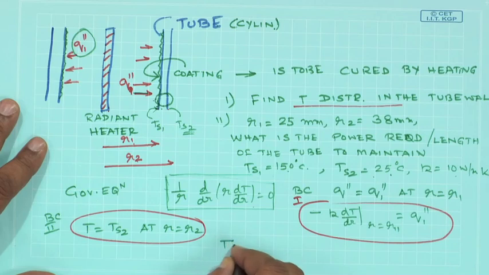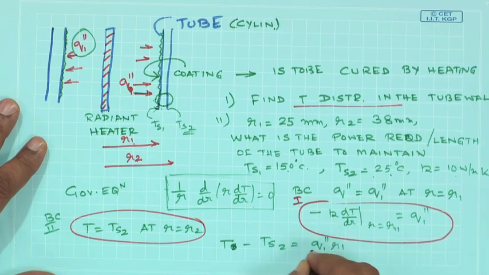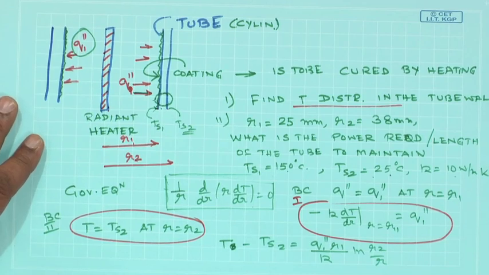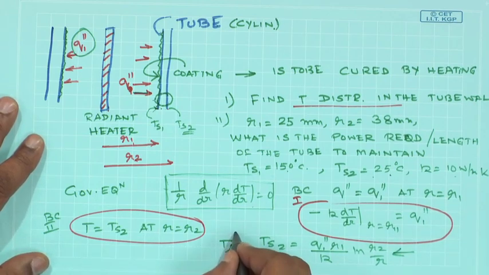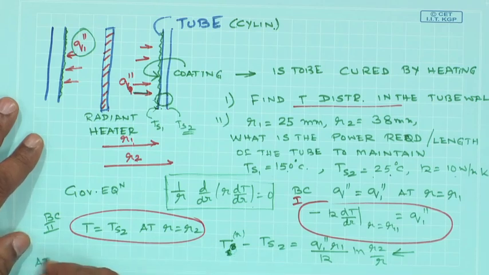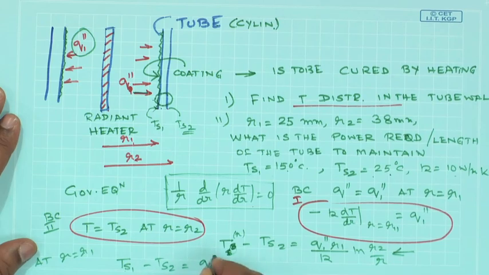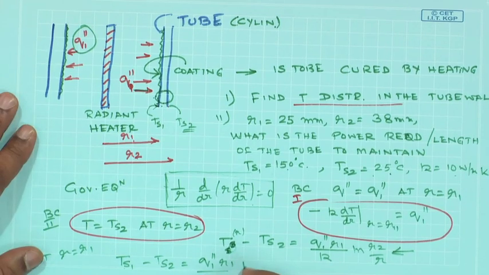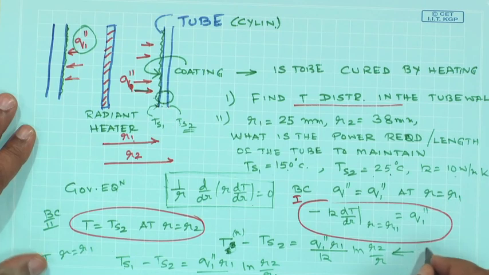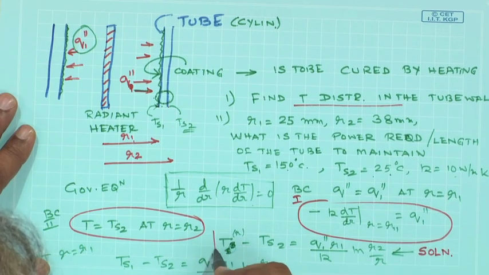When you solve this, you should get T minus Ts2 as q1 double prime R1 by k ln R2 by r. So, this is the temperature profile which you would get. This is T, which is a function of r. If I put r equals R1, this expression becomes Ts1 minus Ts2 as q1 double prime R1 by k ln R2 by R1. So, this is your solution of the temperature profile.